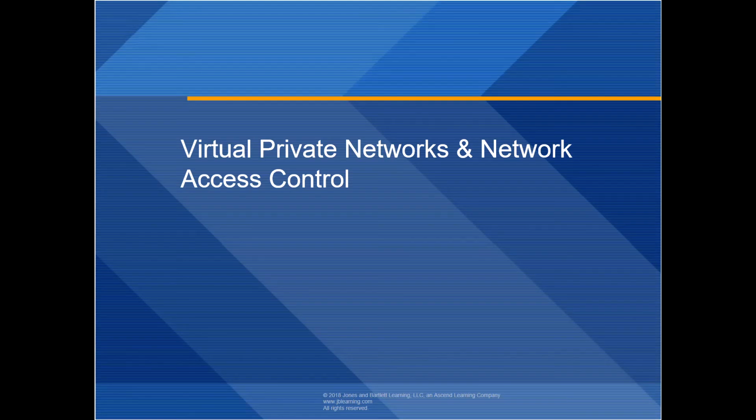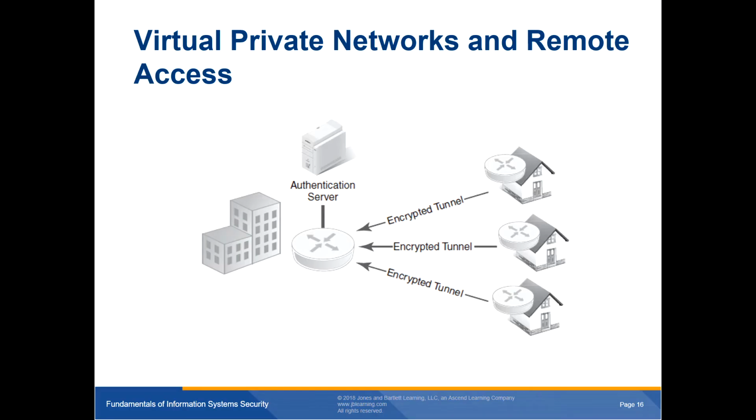Virtual private networks and network access control. And of course, a virtual private network is a VPN. So here we see routers from different homes going through encrypted tunnels to get to a router at the organization and to an authentication server. VPNs require your gateway equipment to have a lot of processing power to handle the encryption algorithms. You can offload this processing to another device by using a dedicated VPN concentrator rather than having your router or firewall terminate the VPN.